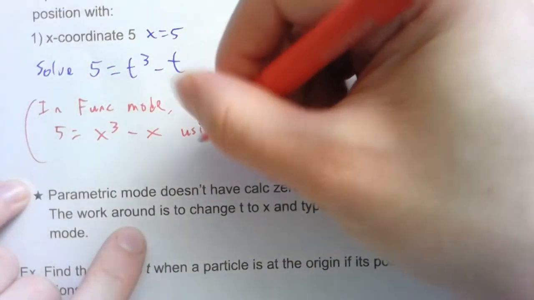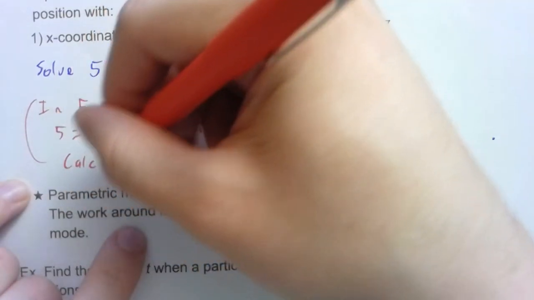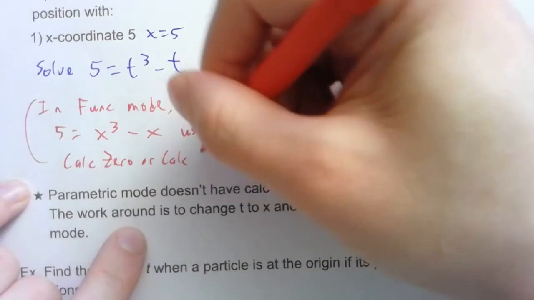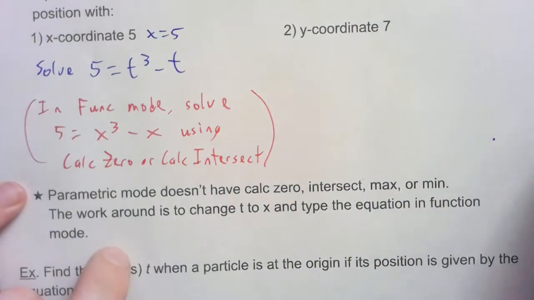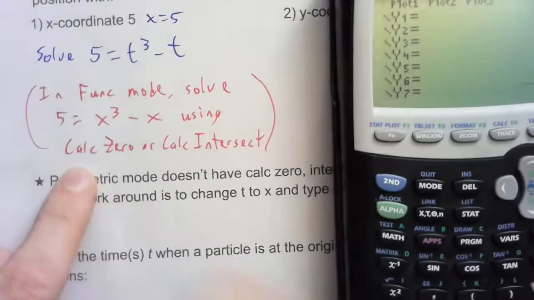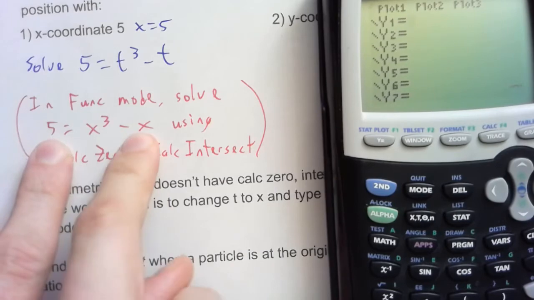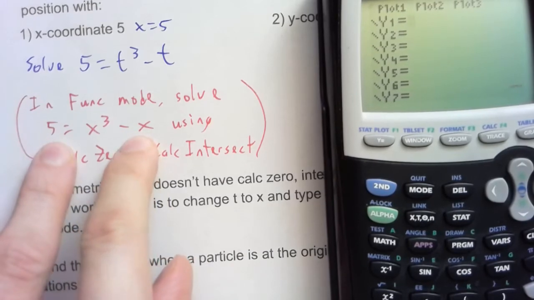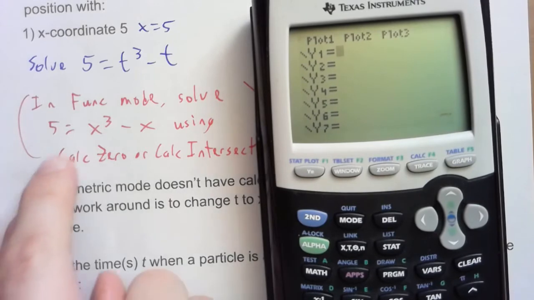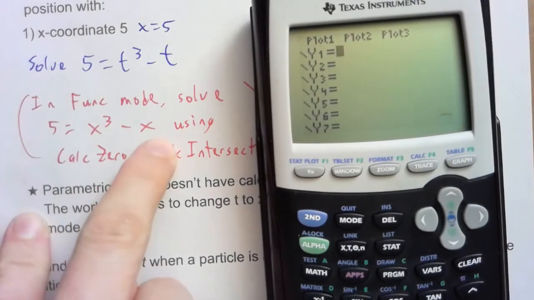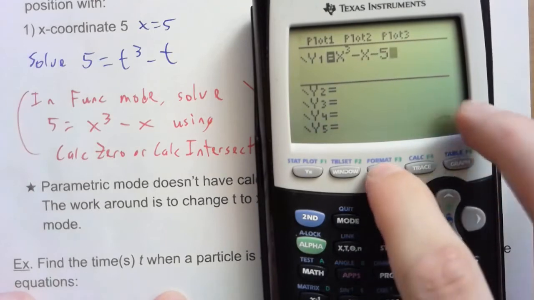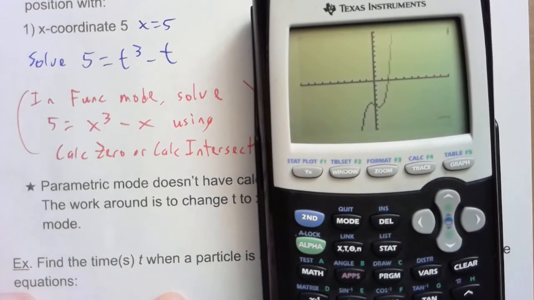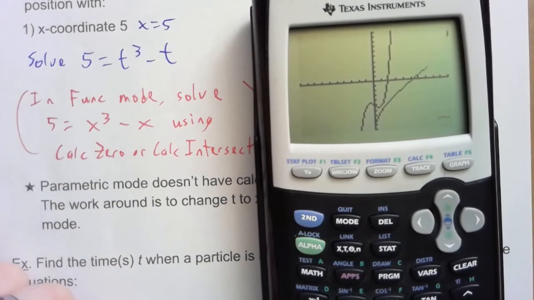And that was when we could use either calc 0 or calc intersect, whichever one you preferred. All right. So that was where you could either graph like y equals 5 and y equals x cubed minus x and do calc intersect. Or what I tend to do more often is just subtract the 5 over here, make it equal to 0. So x cubed minus x minus 5, and then we can do calc 0.